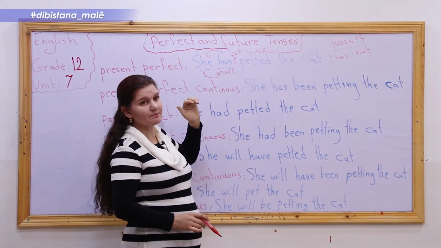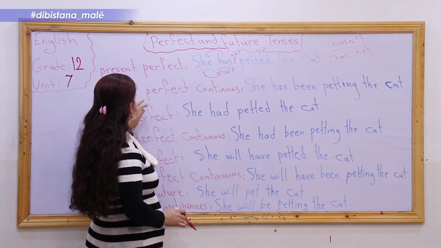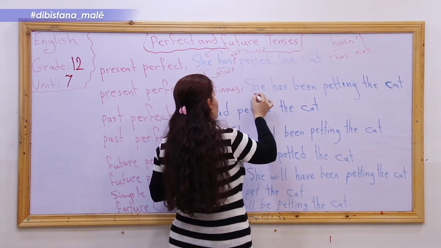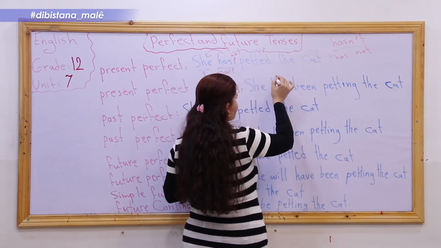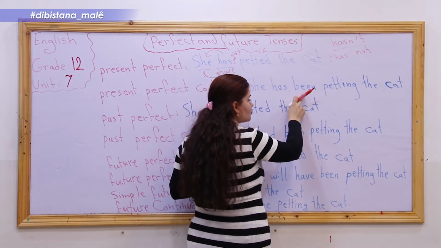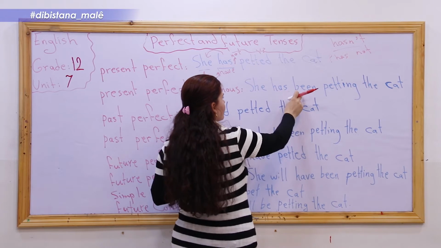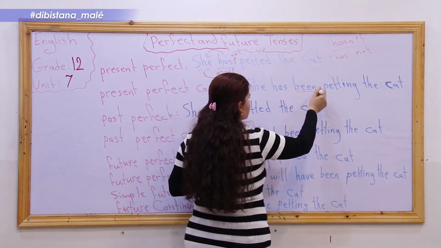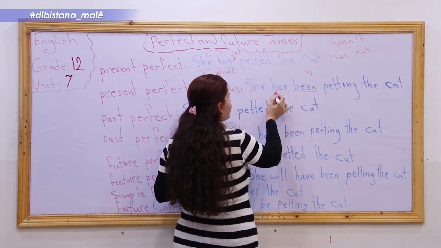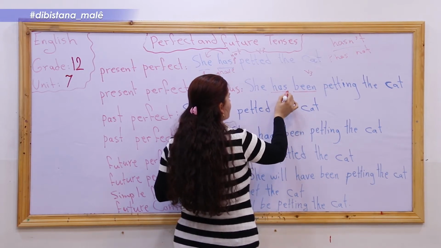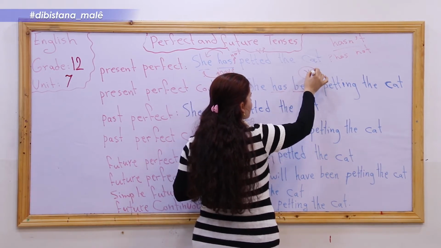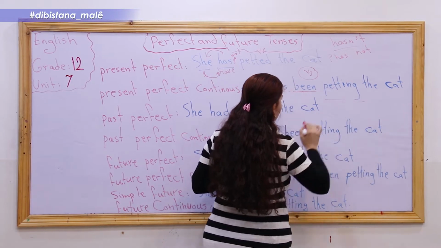So this is about the present perfect. Now let's begin with the present perfect continuous. The form is the subject and have or has again, then we have been. Here we have the verb to be, but the third form, verb 3, because we have has or have. When we have has or have, we must put verb 3 after it. Then we have the verb with ing.